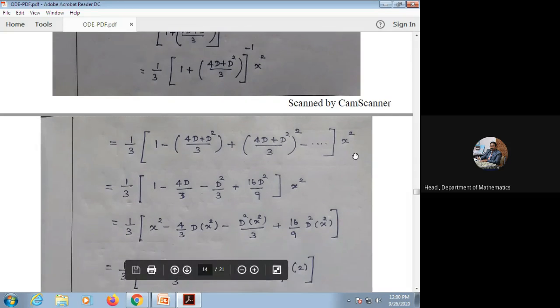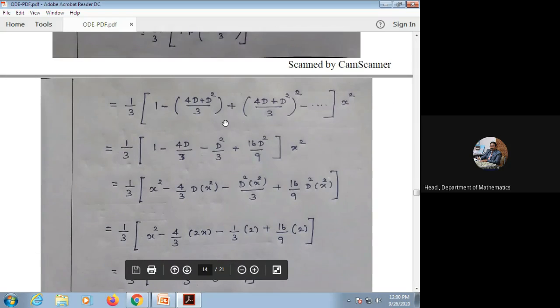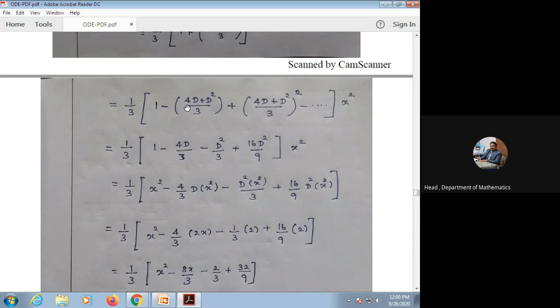Here, how to multiply: minus 4d by 3 minus d squared by 3, and the other terms. Here, 4d plus d squared, whole squared. The 2 is also in the denominator, therefore 3 squared, so the denominator value is 9, because the square is common for the numerator and denominator.